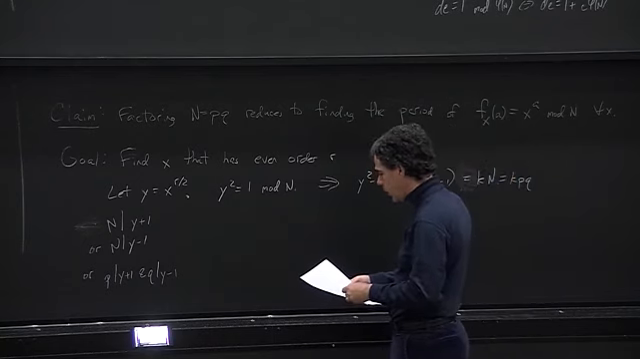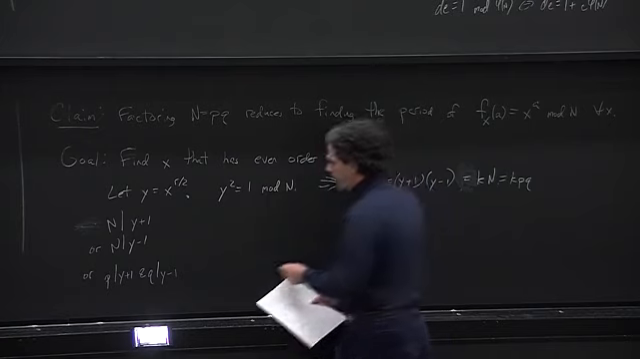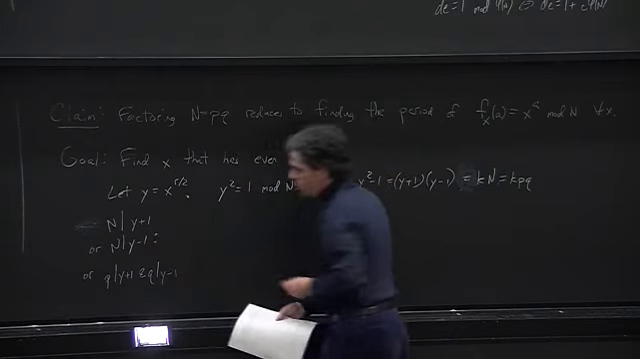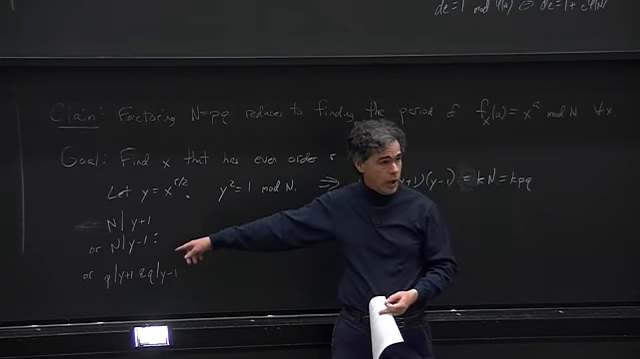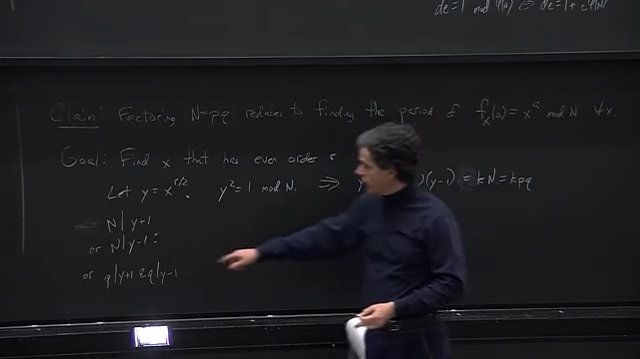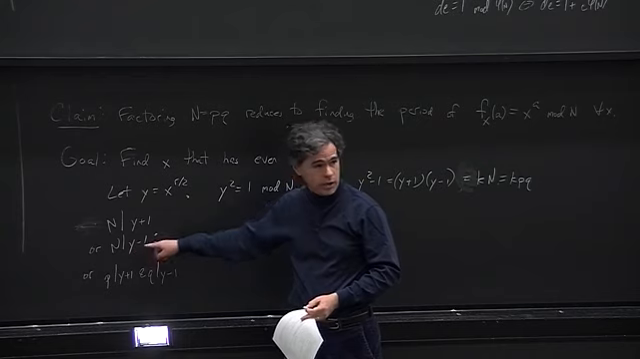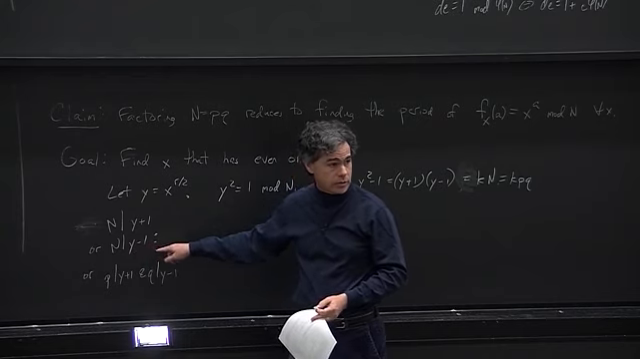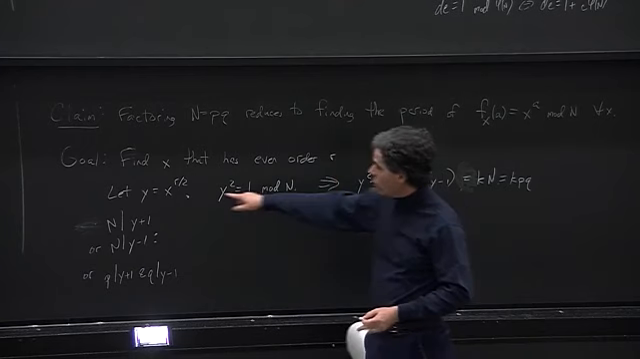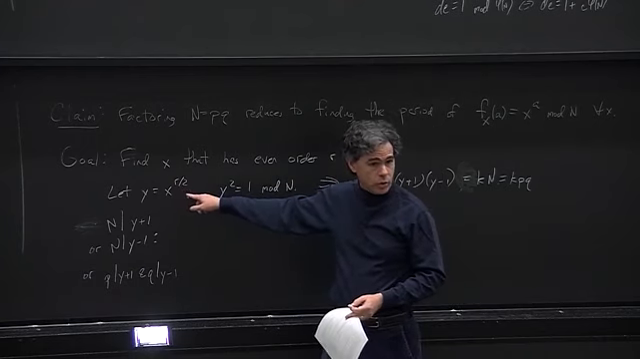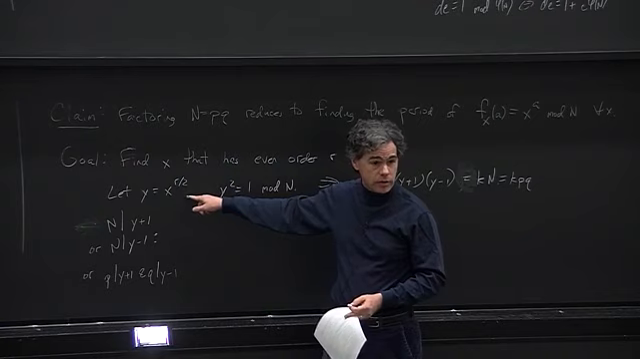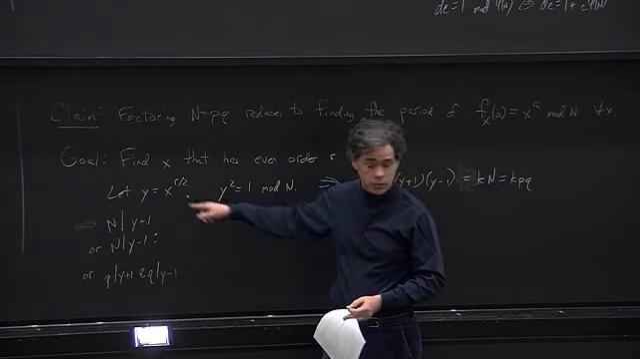So the easy one is this one. We know this is not true. Why do we know that? Because this would imply that y is equal to 1 mod n. But r was the period, so there's not going to be a smaller value that gives us 1.